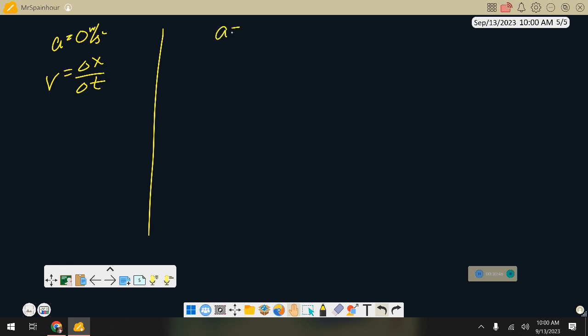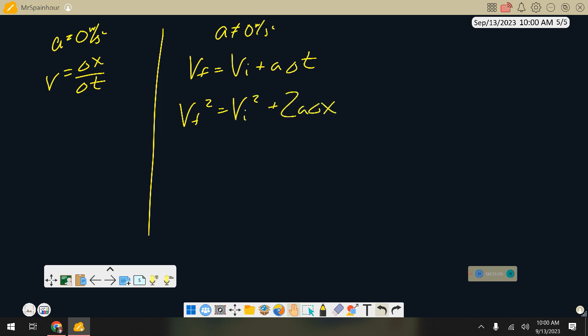Or what if acceleration is not 0? And under that case, what we have is Vf equals Vi plus a delta t. Vf squared equals Vi squared plus 2a delta x. By the way, the reason I went in that wonky order compared to what I did the first time is because you'll note that there are 2 of these equations that begin with Vf and 2 that begin with delta x.